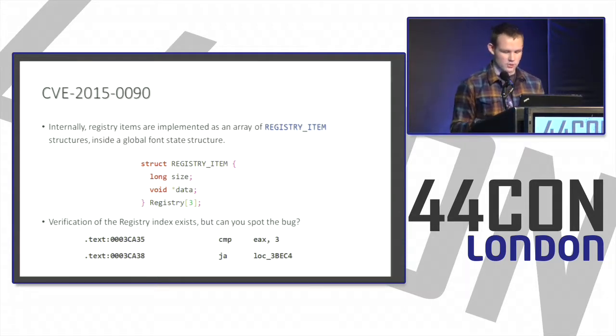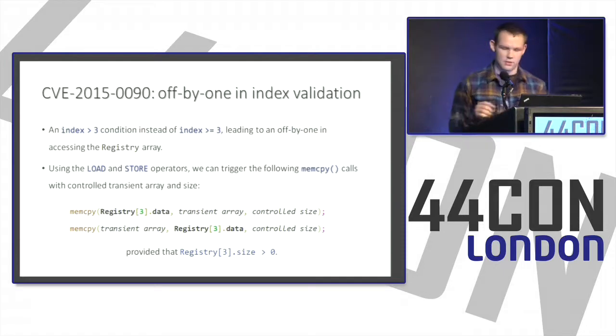It didn't do it properly. As you can see, they checked if the value was larger than 3, and it's not supposed to be 3, so we have an off-by-1 condition. So using the load and store operators, we can actually trigger the memcopy calls from registry item 3.